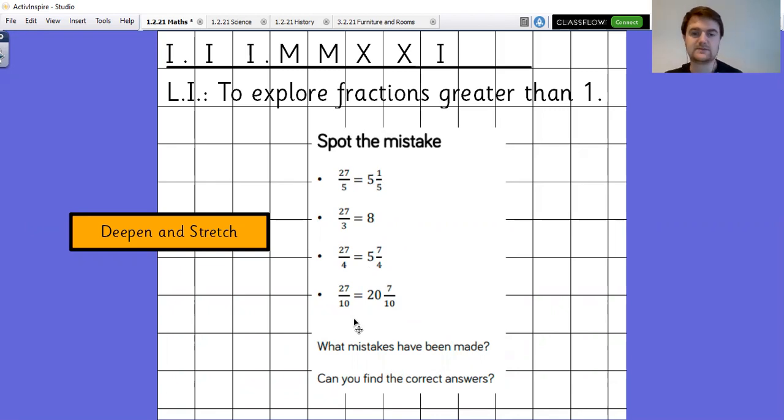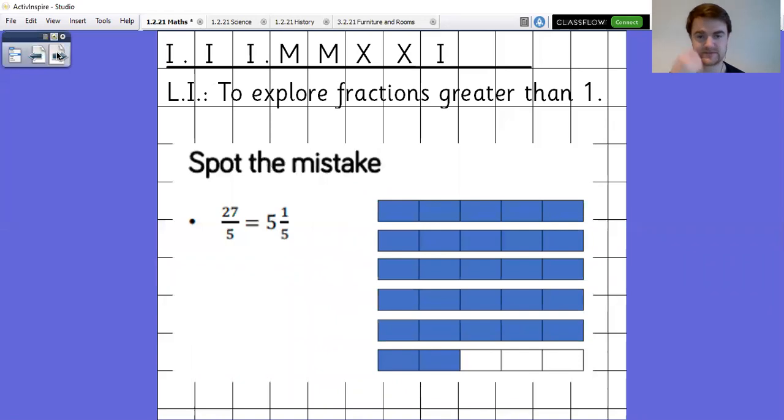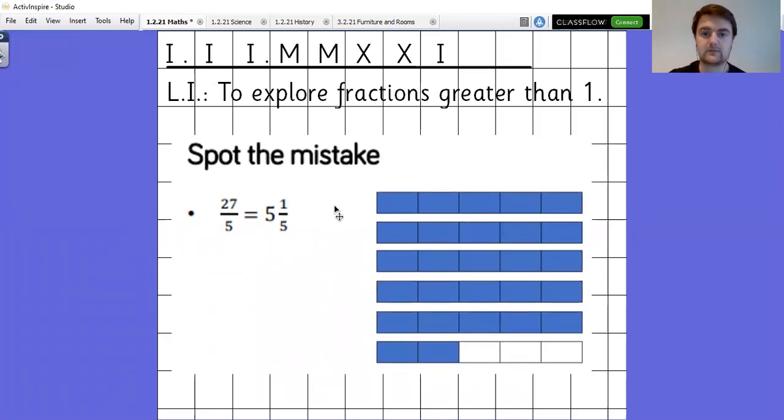Okay, so this job uses the skills that we learned on Friday on converting improper fractions into mixed numbers. So let's have a look through and see what's happened. So in the first one, we've got 27 fifths is the same as 5 and 1/5. Now I've laid it out already in sort of the table. So we've got our wholes and we know that there are 5 fifths in one whole. So we're splitting it into fifths because the denominator is 5. So we've got 5 equal parts. Now I need to count 27 of them.